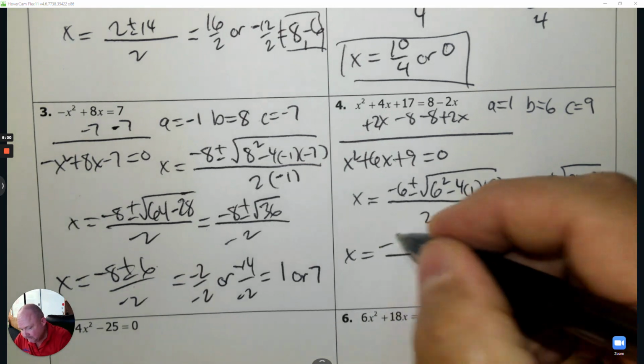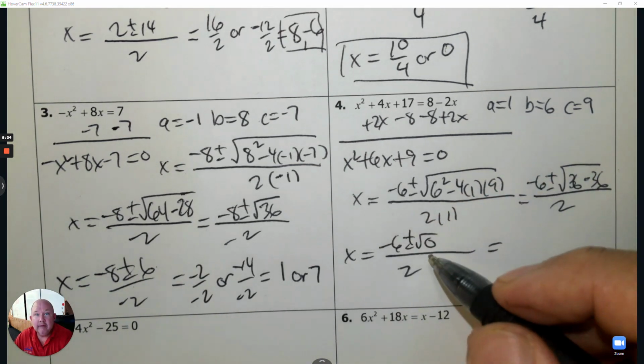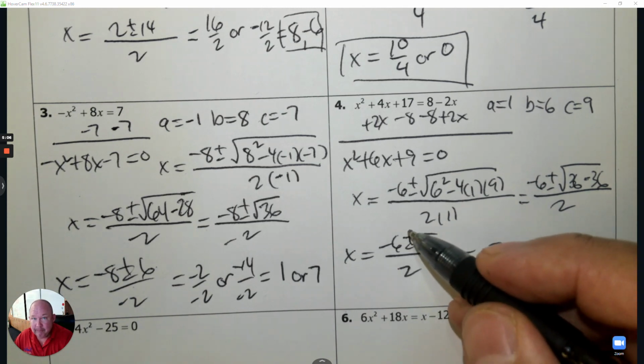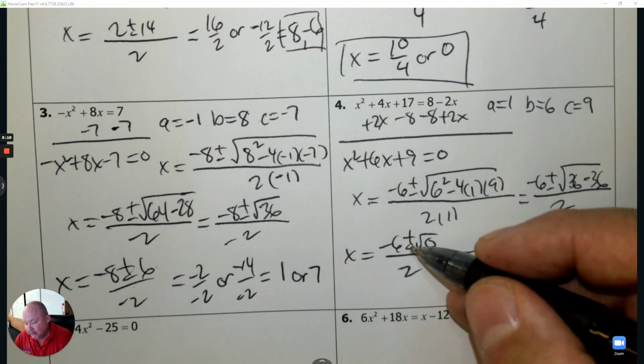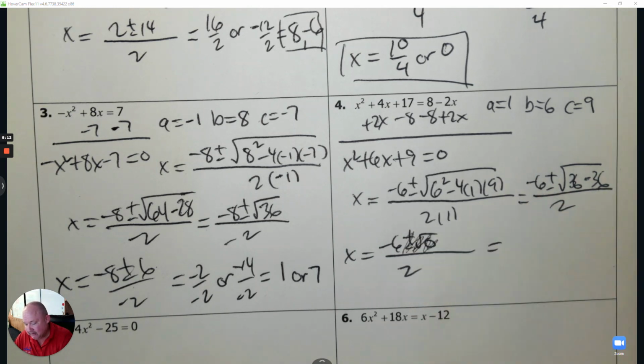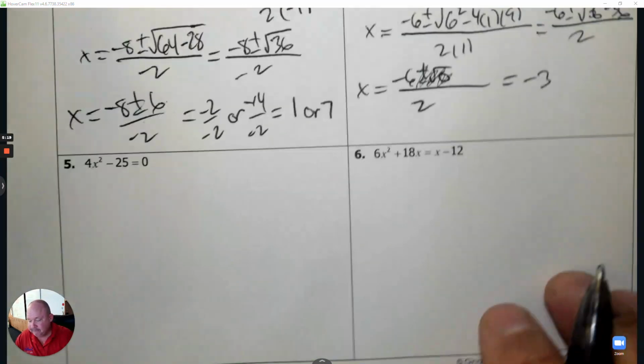That's 0. And the square root of 0 is 0. It can't be plus or minus 0. 0 is neither positive or negative. So this is just basically adding or subtracting 0. We're just left with negative 6 divided by 2. There's one answer. And that one answer is negative 3.